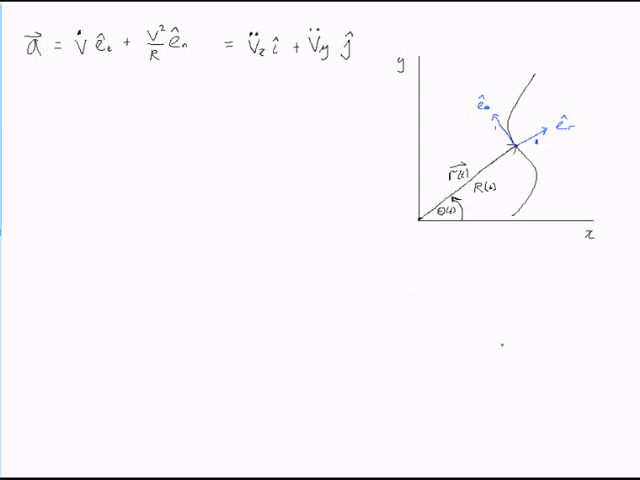So let's just zoom up on that particular point of contact just here, and we've got one unit vector just here, ER, and we've got one unit vector just here, E theta, and we've got our two other unit vectors. We've got our two other unit vectors, J and I.